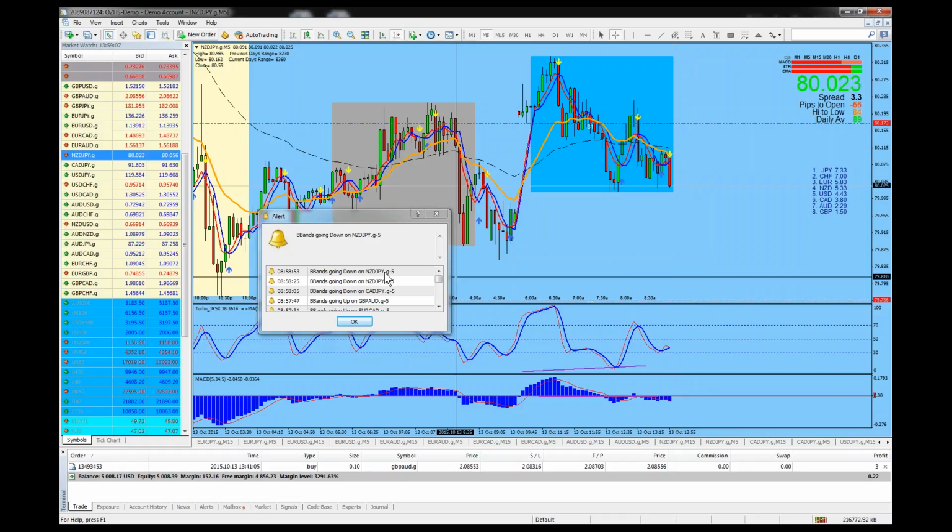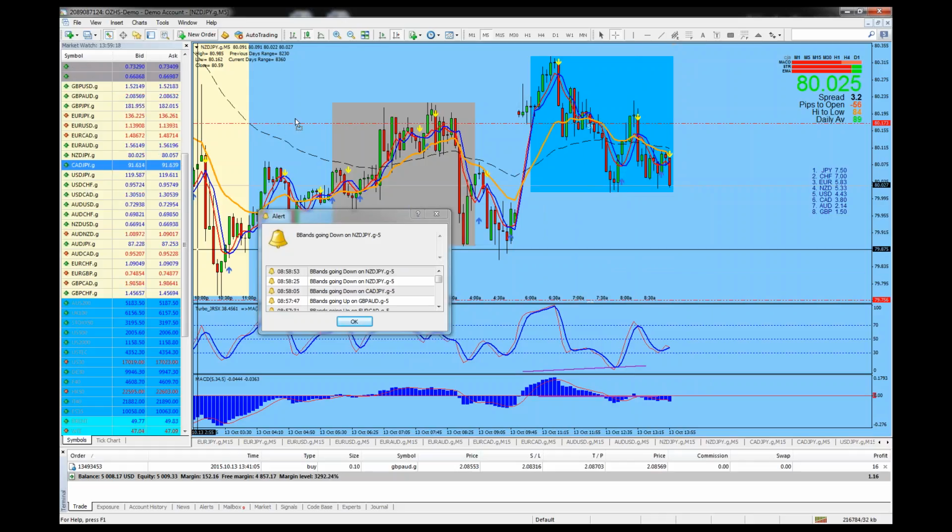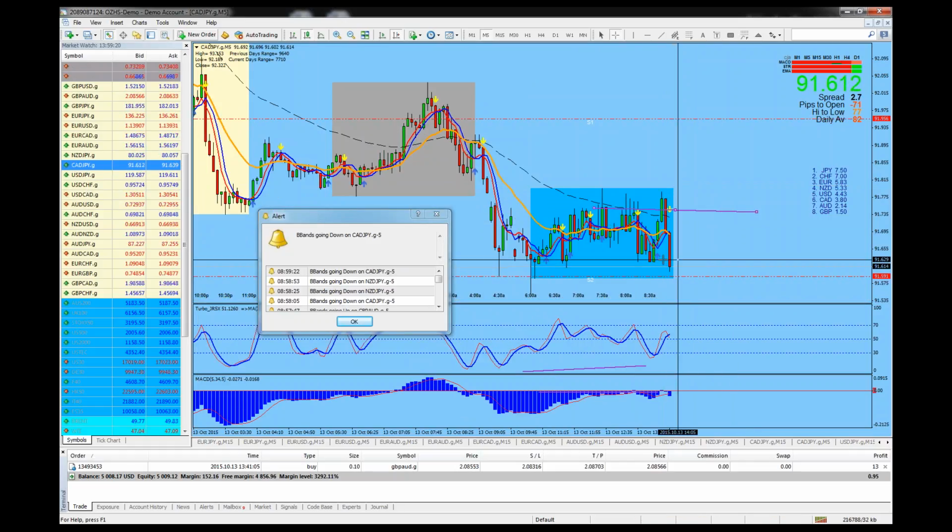B-band's going down, New Zealand yen. That's where we are now. 5-minute going down, CAD yen. So the yens apparently are on a run. Let's go take a look at CAD yen. And yeah, there's our CAD yen.